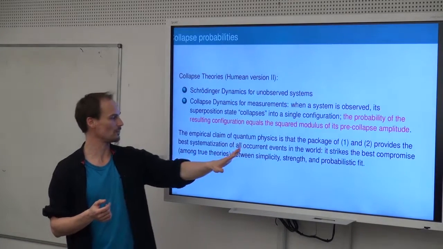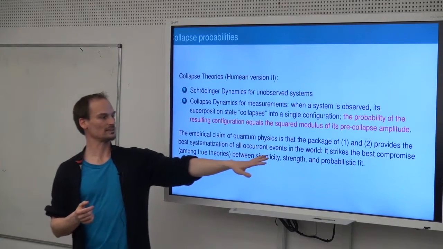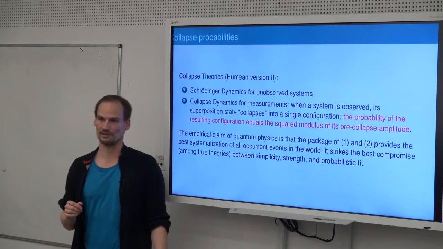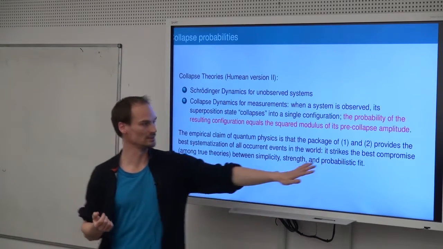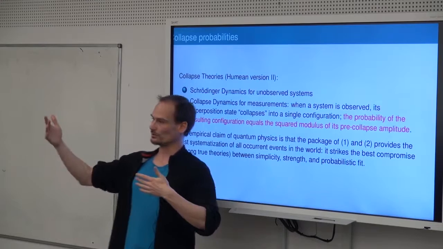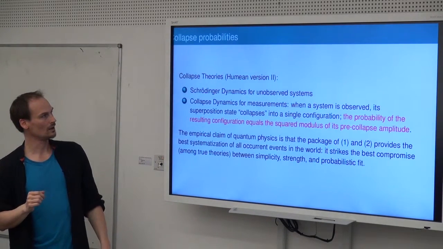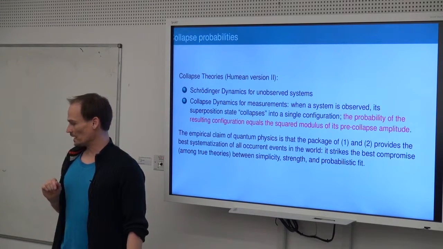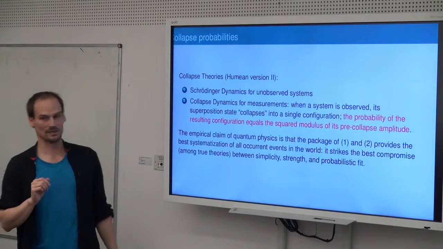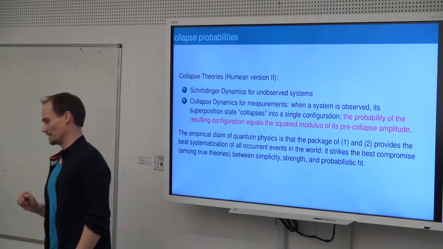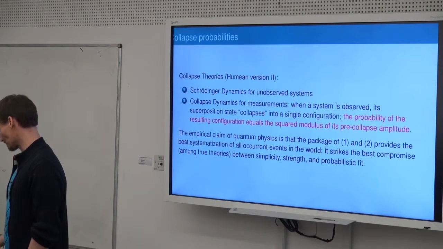It strikes the best compromise, as Lewis said, between simplicity, strength, and probabilistic fit among all possible theories. So probabilistic fit is this: how close are the postulated probabilities to the actual frequencies. All right. I like this best out of a bad lot, one might say. The other ones were really bad. This is at least not quite as bad.